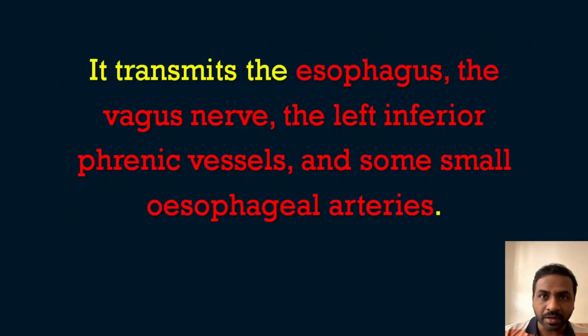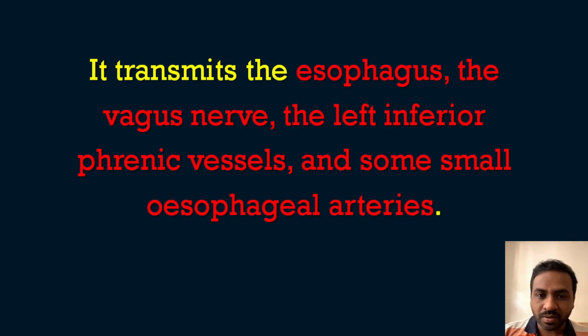And through this opening it transmits the esophagus, the vagus nerve, the left inferior phrenic vessels, okay. So the left inferior phrenic vessel, not the right phrenic vessel, and some small esophageal arteries and veins, okay. So these are the structures which are passing through the diaphragmatic hiatus.